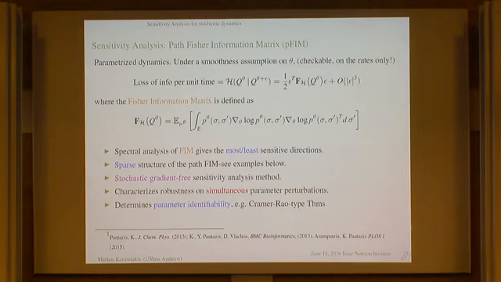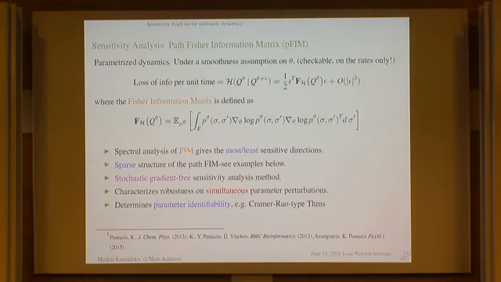However, it involves dynamics, right? That's why it's called path space, right? So it involves dynamics, and it's a great object in the sense that it's a matrix. And if you do spectral analysis on this matrix, right, you can understand which are the most sensitive directions and the least sensitive directions. Right? Eigenvalue and eigenvector analysis for this.